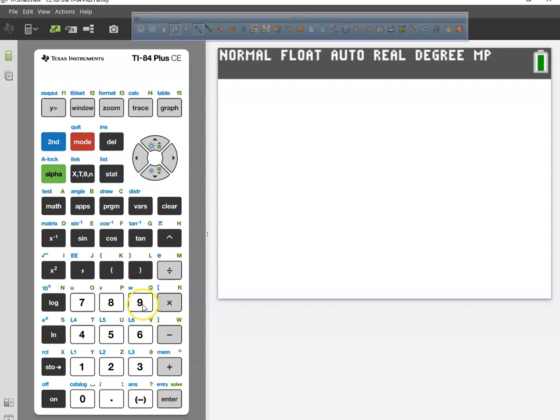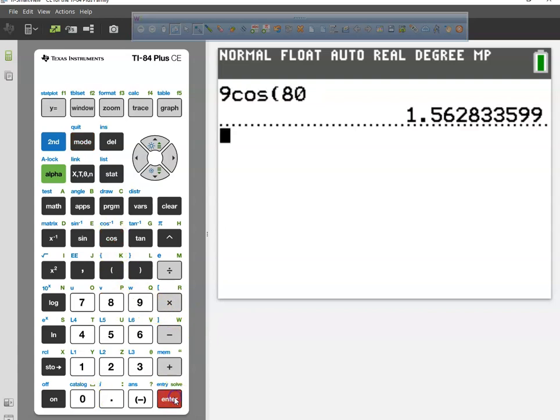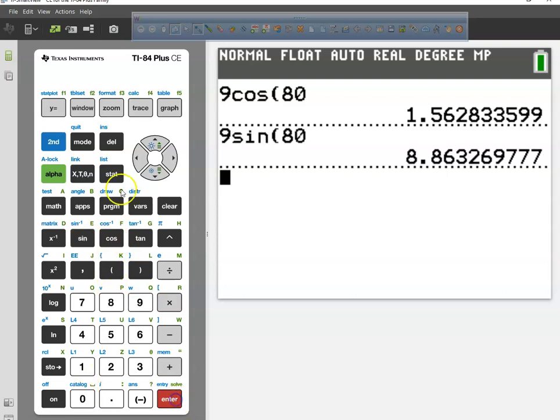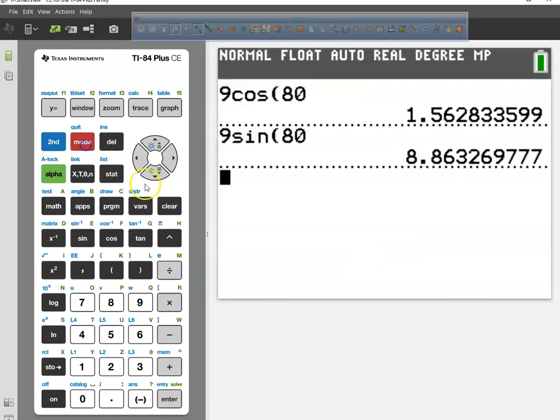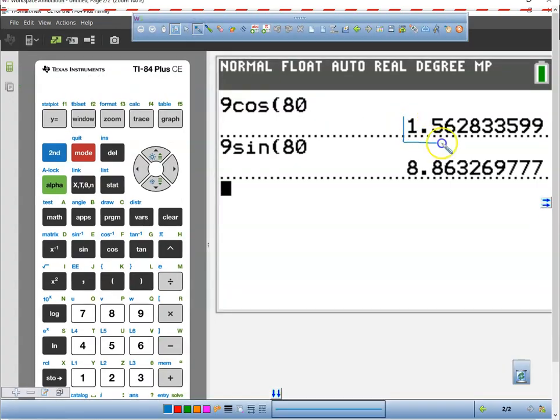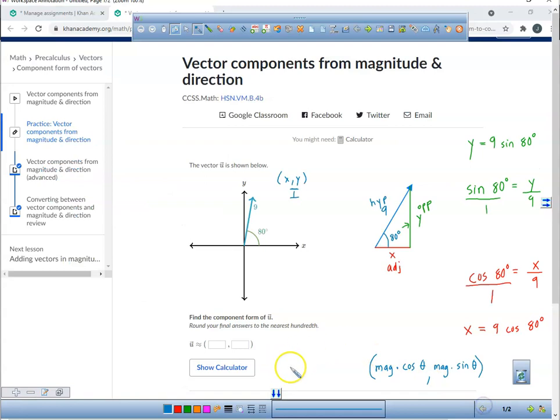What was our magnitude? 9 cosine 80. Enter. What does that say? 1.56. 9 sine 80. This will make sure you're in what? You're in degree mode. You don't want to do this if you're not in degree mode. So could you guys please write this down and write this down? That's our x component. That's our y component. So for our answer, it's 1.56.